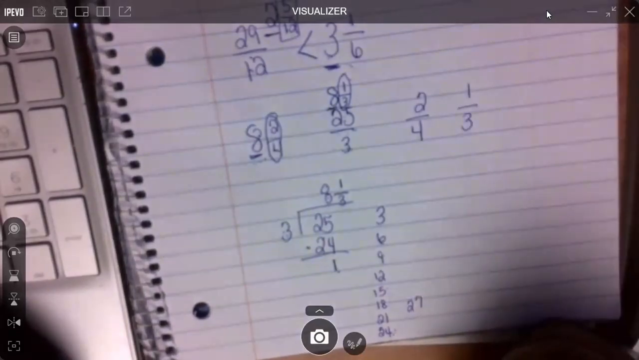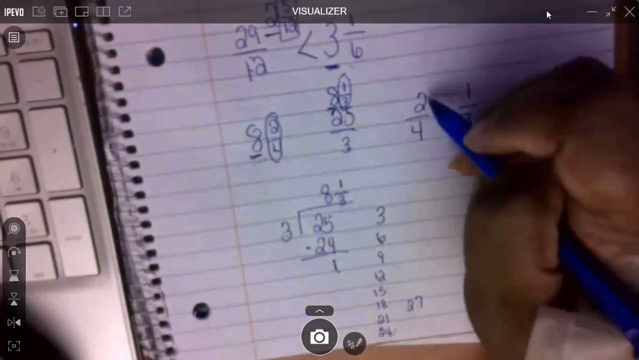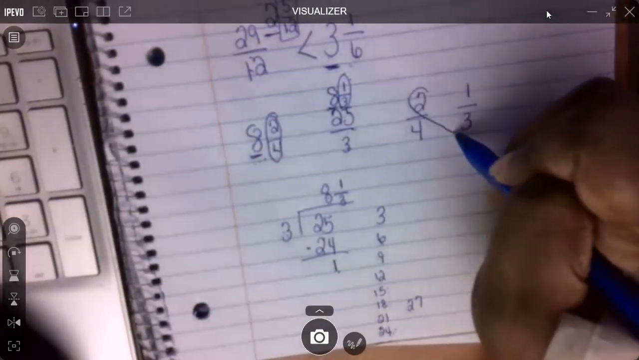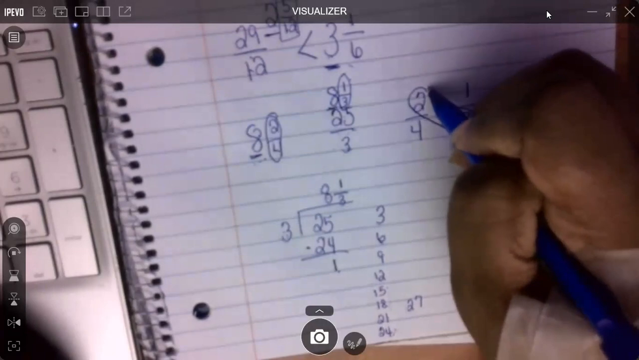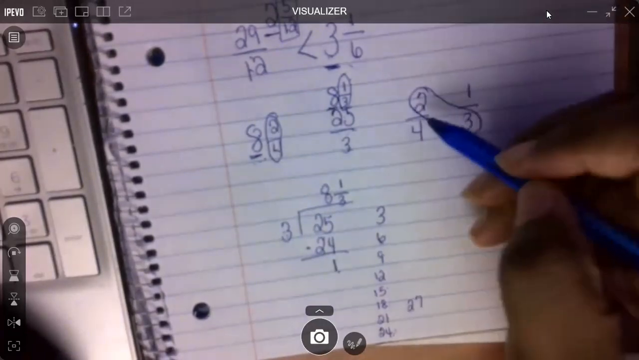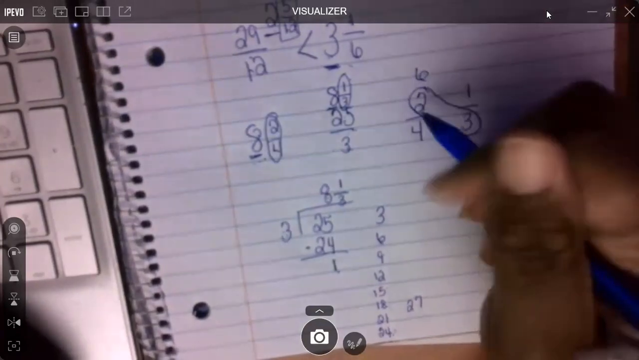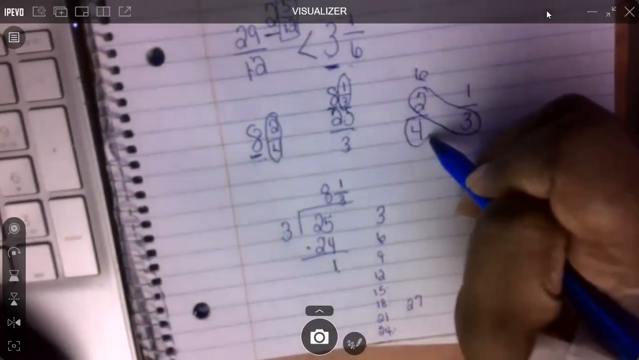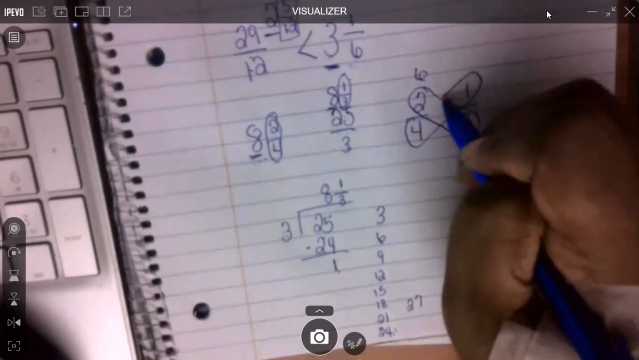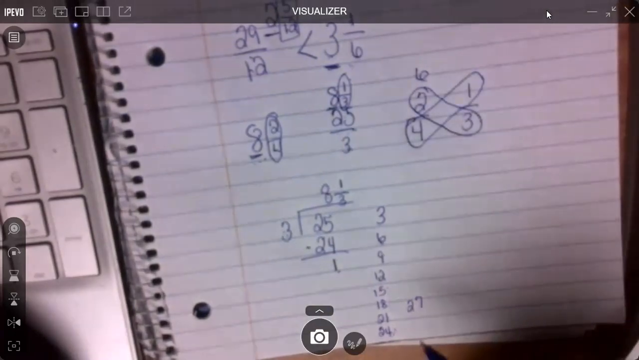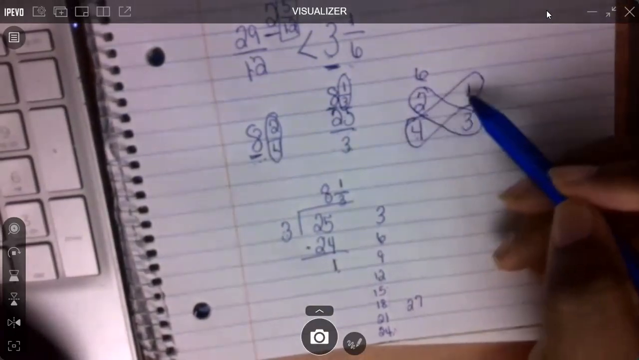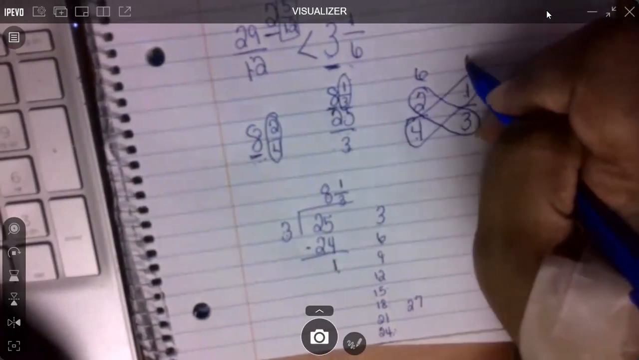Now I'm going to use the cross multiplication, the butterfly method. So I'm going to take my top numerator and circle it with my bottom denominator. And 2 times 3 is 6. Then I'm going to take my bottom denominator and circle it with the top numerator of my opposite fraction. And I'm going to multiply. 4 times 1 is 4.